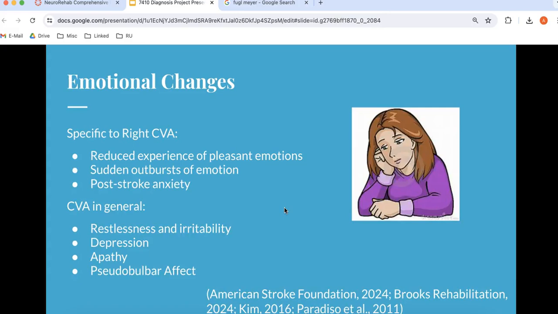Some emotional changes specific to the right CVA are reduced experience of pleasant emotions, sudden outbursts of emotion, and post-stroke anxiety. And then some emotional changes that occur with CVAs in general include restlessness and irritability, depression, apathy, and the pseudo-bulbar effect, which is when the response of their emotion does not match the situation, like crying at a funeral, laughing during a funeral, or crying at a joke.